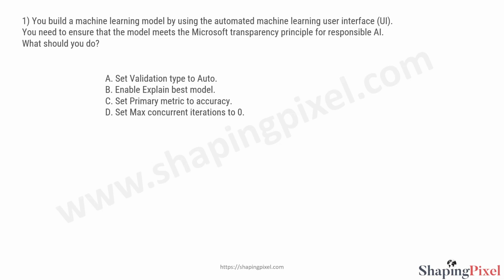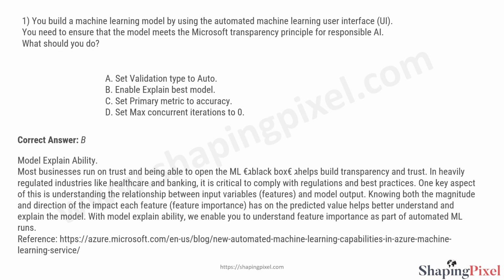So the right answer here is option B, enable explain best model. Most businesses run on trust, and being able to open the ML black box helps build transparency and trust. In heavily regulated industries like healthcare and banking, it is critical to comply with regulations and best practices. One key aspect of these is understanding the relationship between input variables and model output. Knowing both the magnitude and direction of the impact each feature has on the predicted value helps better understand and explain the model. With model explainability, we enable you to understand feature importance as part of automated ML runs.